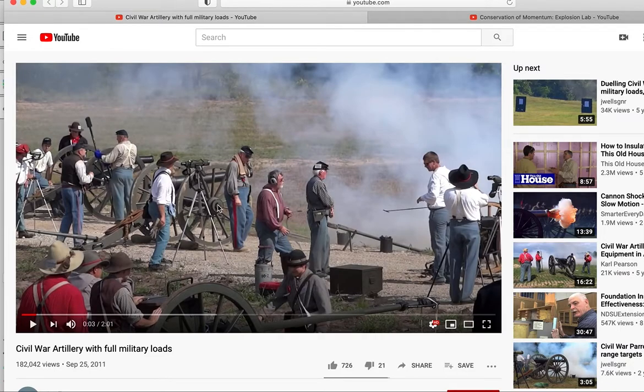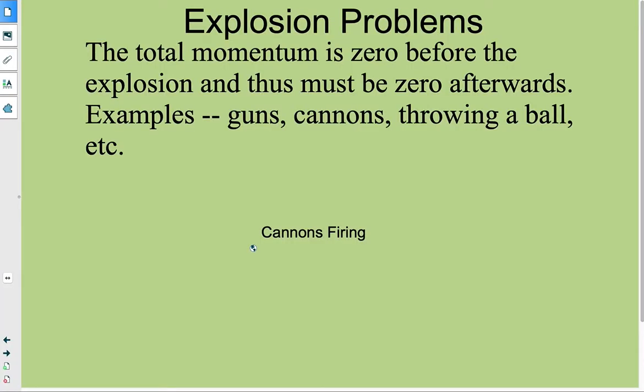And the reason that happens, you guys, is it's the laws of physics. The total momentum was zero before that cannon exploded. The total momentum has to stay zero after that cannon explodes. Instead of using a cannon, let's make it a gun.